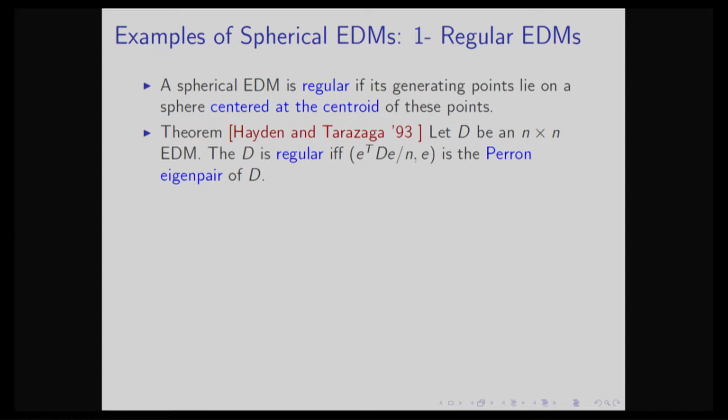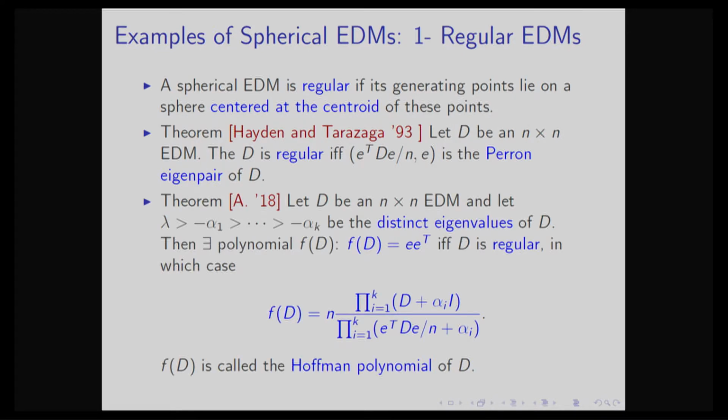These are called regular EDMs, and they are characterized as the EDMs which have E, the vector of all ones, as an eigenvector. So E is the Perron vector for D. Now, notice that many of the results for regular EDMs mirror the results for adjacency matrices of regular graphs. Many of the results translate, and this is an example where they translate.